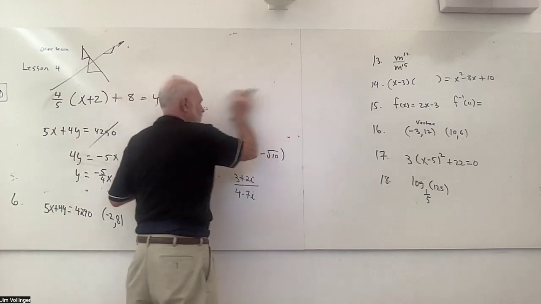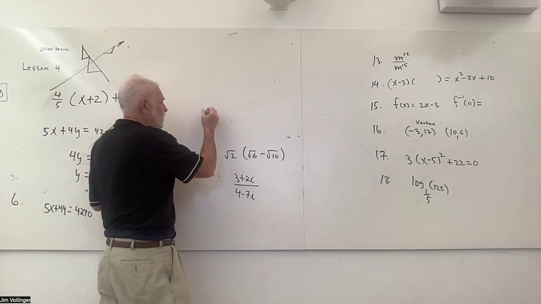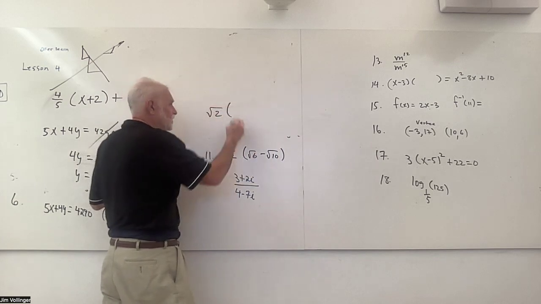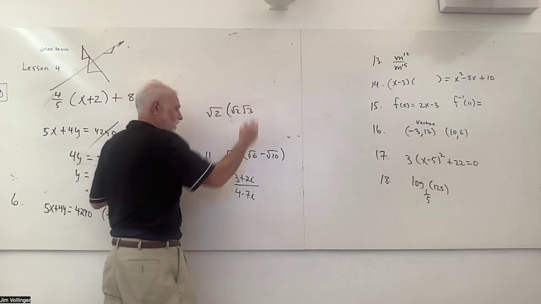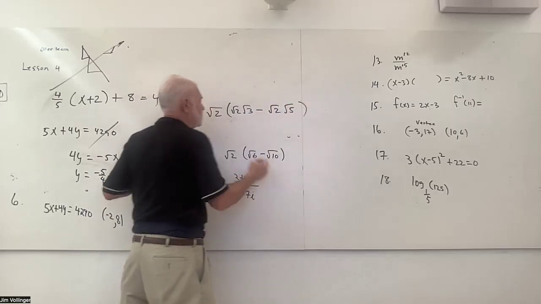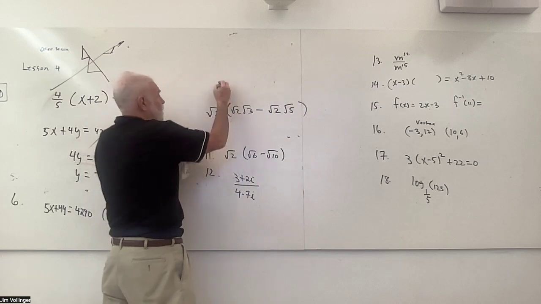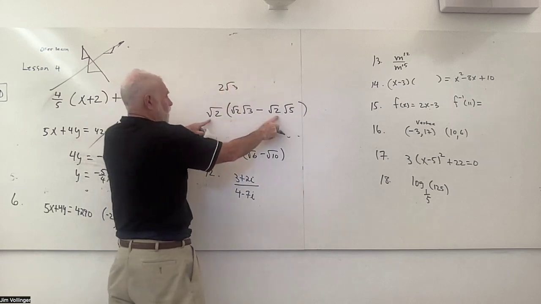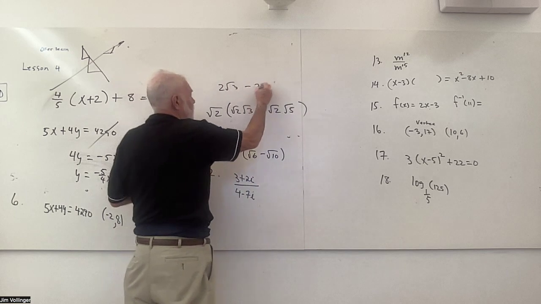Okay, we just started using factoring. So this could have been written as root 2 times root 6 is root 2 root 3. Root 10 is minus root 2 root 5. And so this becomes 2 root 3. And this becomes minus 2 root 5.